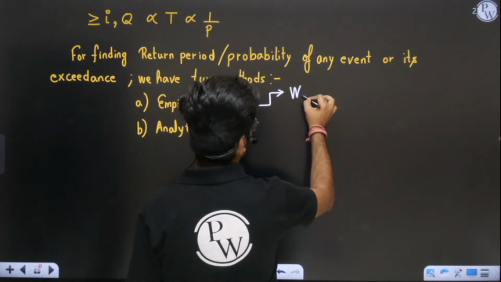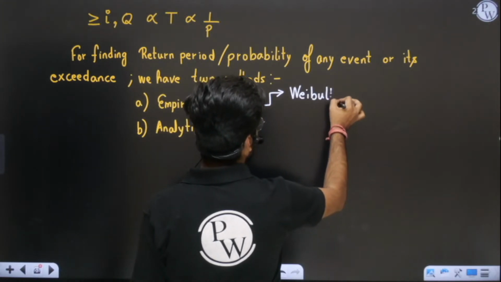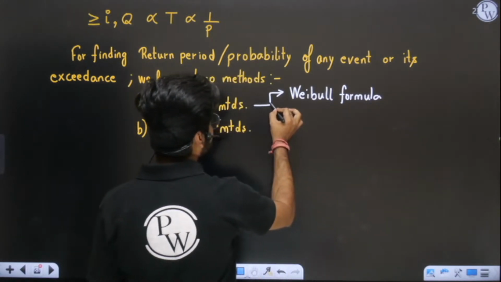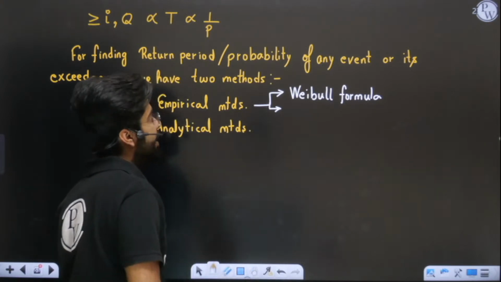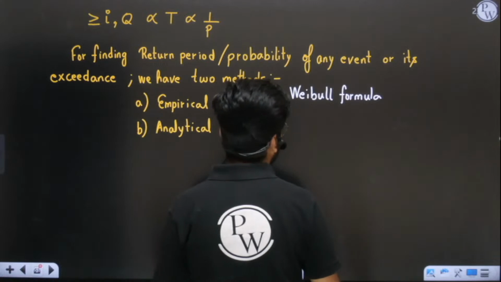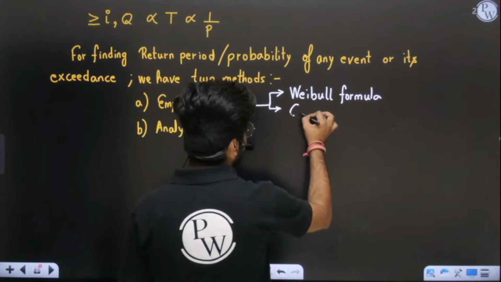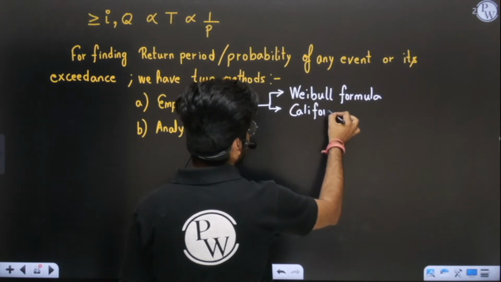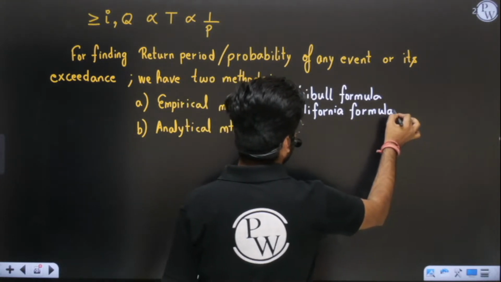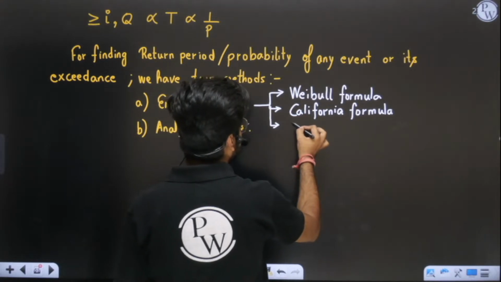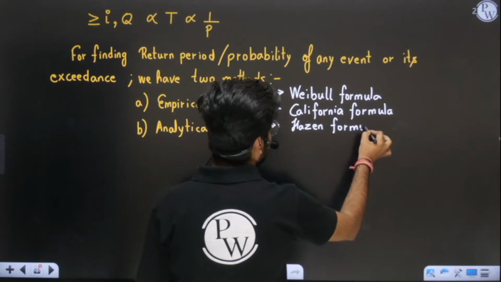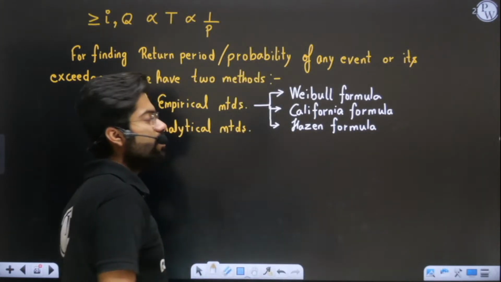The first one is the Weibull method or Weibull formula. These are empirical formulas. We will directly use those formulas in order to find the return period or probability. Simple formulas. I will explain it to you with the help of an example. No need to worry. So we have the Weibull formula, the California formula, and the last one which we have is the Hazen formula. So we have three formulas: Weibull, California, and Hazen.